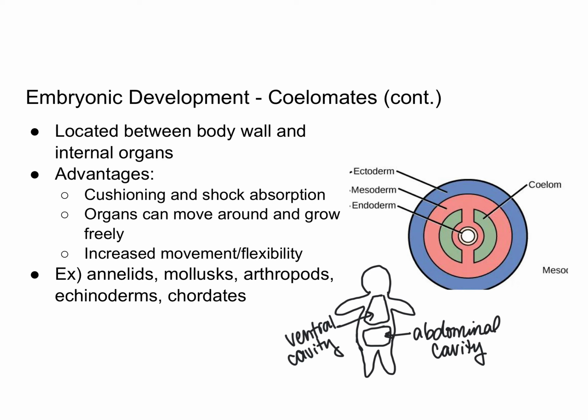So we basically have these spaces in our body that formed from the coelom. Inside the ventral cavity, we would have the heart and the lungs on either side of the heart. In the abdominal cavity, we have the stomach and the intestines running through there. The advantages of having these fluid-filled spaces inside our body is that it helps to cushion and protect, so shock absorption, protecting our internal organs. The organs can also move around and grow as needed.